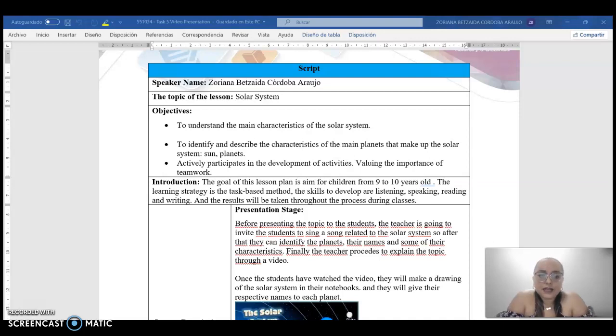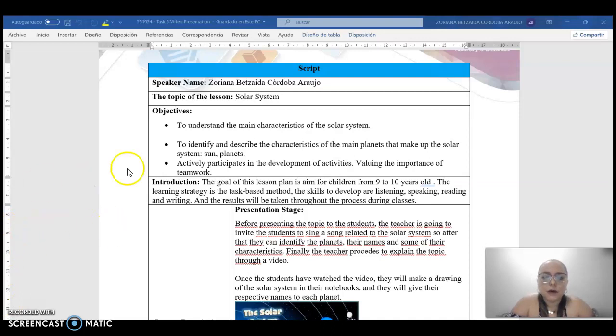Today I'm going to explain my lesson plan about the topic solar system. The objectives of this lesson plan are: the first one, to understand the main characteristics of the solar system. The second one, to identify and describe the characteristics of the main planets that make up the solar system. And the third one, to actively participate in the development of activities, valuing the importance of teamwork.